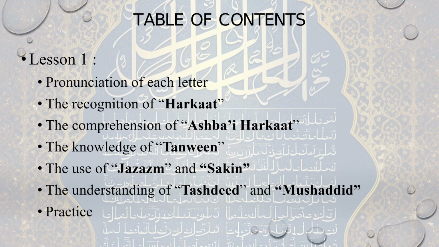Today, we are going to be talking about the articulation, the pronunciation of each letter in Arabic. We are going to talk about the Harkaat, the Ashba'i Harkaat, which are also called standing Harkaat. We're going to understand how the Tanween works, what is Jazm, Sakin, Tashdeed, Mushaddid. These are all very basic things. So we are going to learn all of them, how to recognize them and how to pronounce them. So this is going to be the lesson today. Without wasting any time, let's jump into the lesson.